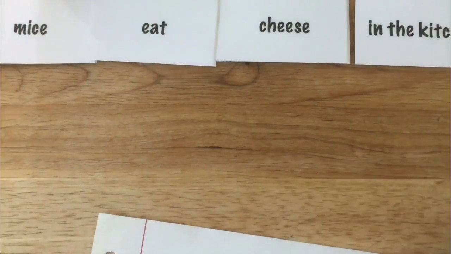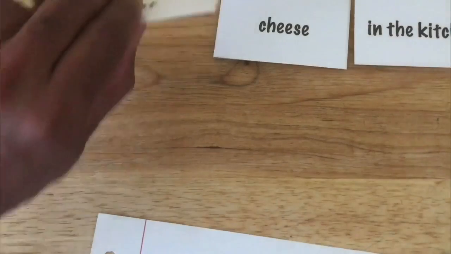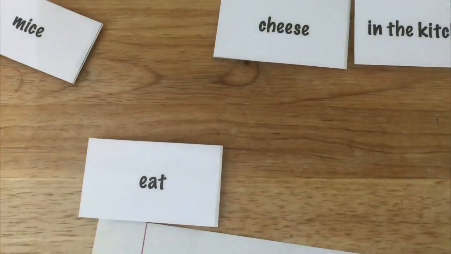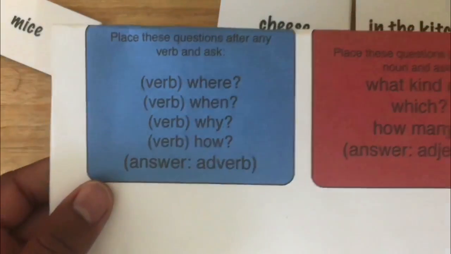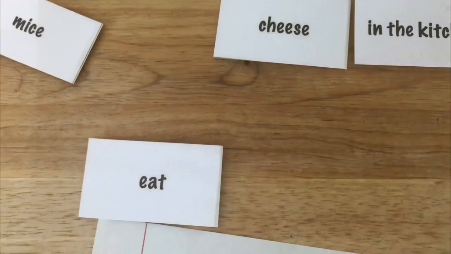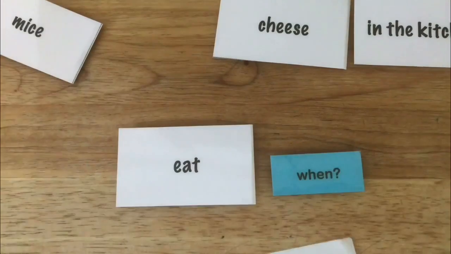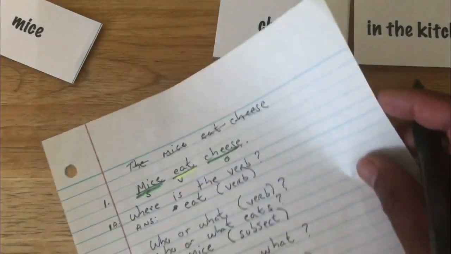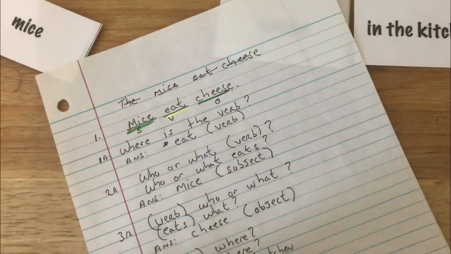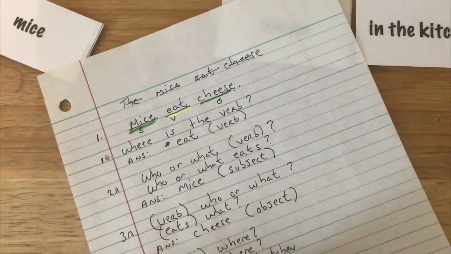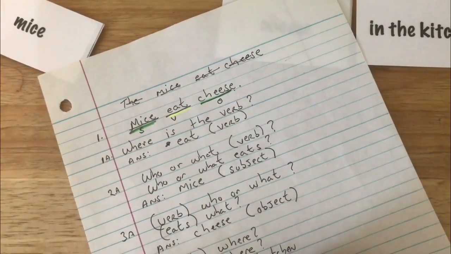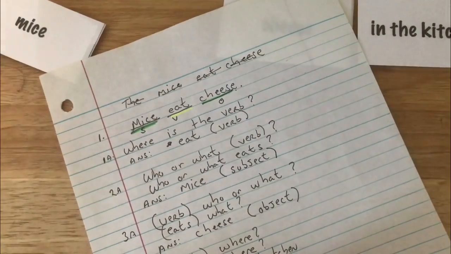In the kitchen. Now I'm going to take my verb out again. Eat. What question can I ask next? Eat when? Sure, why not? Eat, well, I'll put my verb out and I go eat when. And the question is, when do mice eat cheese? So I'll write my question down, keep a record of the questions I'm asking. Verb when. Eats when.